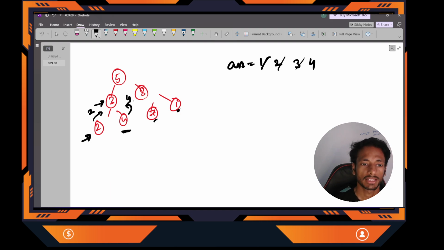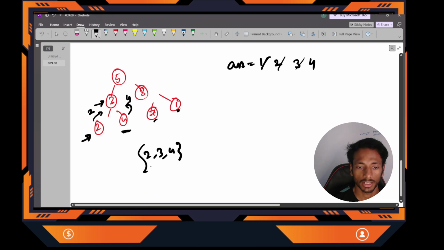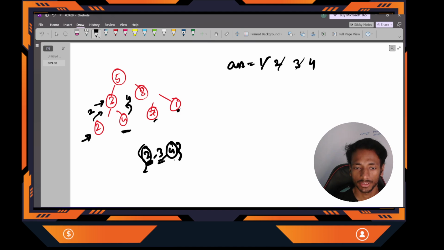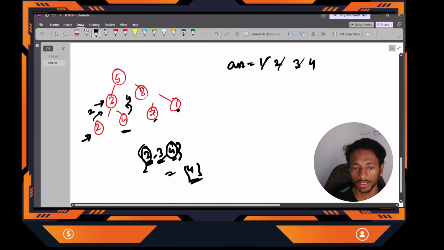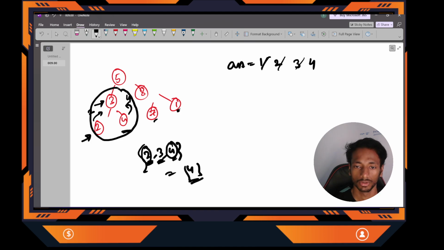what is the maximum value out of all of this? The current root value is 3. From the left hierarchy the maximum value I have seen is 2. From the right hierarchy I have seen a maximum value of 4, and the current value is 3. So out of this, what is the maximum value? 4. Clear? So for this hierarchy, the maximum value is 4. Clear? 4.